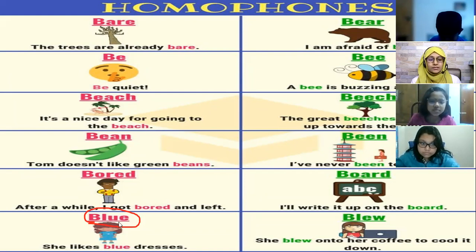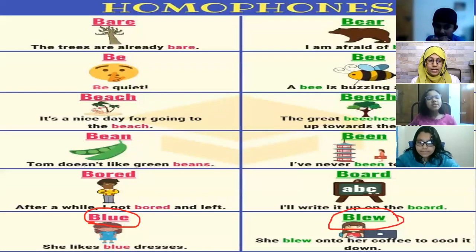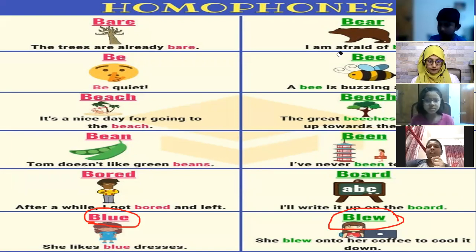A blue means new, and this blue means bashi bajano ba fu dewa ba uriye dewa. Miss, what is the meaning of bean? This bean, this means mane hoche hawa ba hoche jawa, erokom. Eta actually ek ek yete ek ek bhabe use hoy. Bean is future. No.